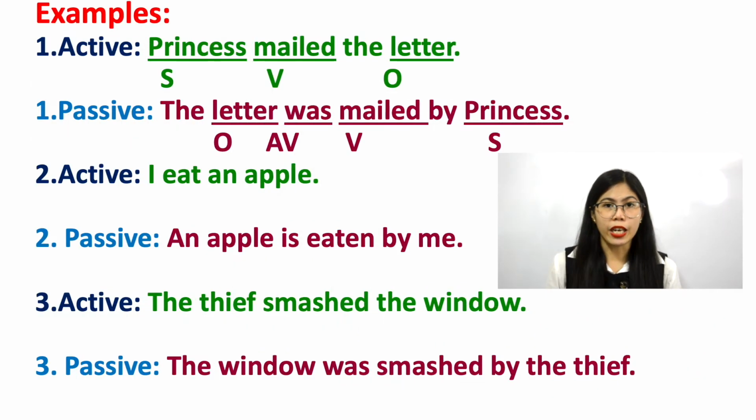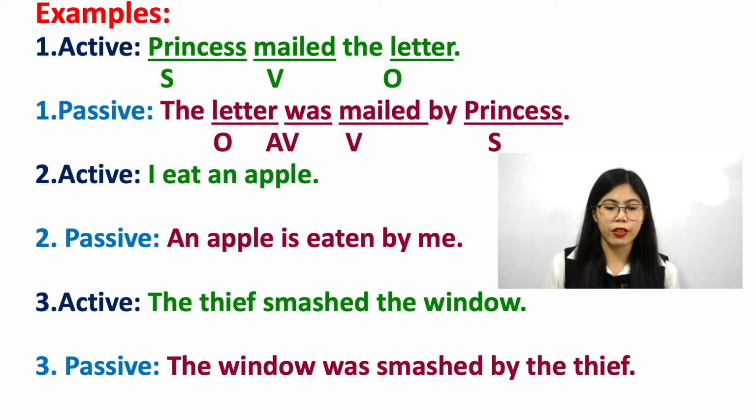To fully understand this, let's have sample sentences. In an active voice, we have "Princess mailed the letter." It follows an active voice because the subject here performs the action on the object. The subject is Princess because she is the one being talked about in the sentence. If you are going to ask who mailed the letter, the answer is Princess.